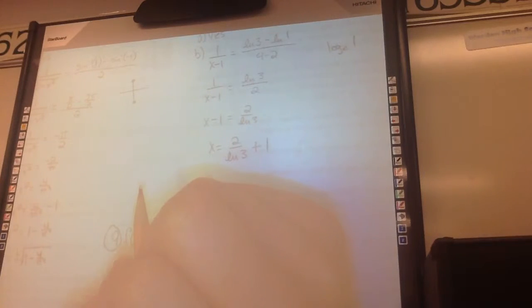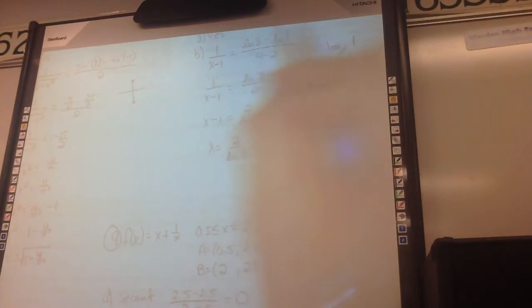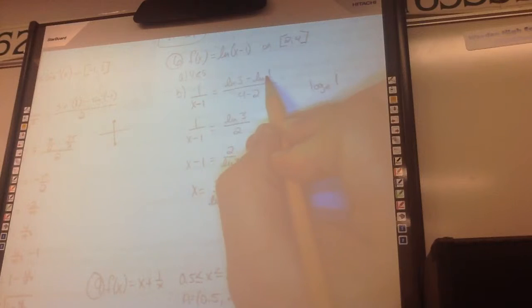At the beginning you get ln of 3, because you plug in 4: 4 minus 1 is 3, so ln of 3. Then you have ln of 2 minus 1. Plug in 2, 2 minus 1 is 1. The ln of 1 is 0, so you have ln of 3 over 2.